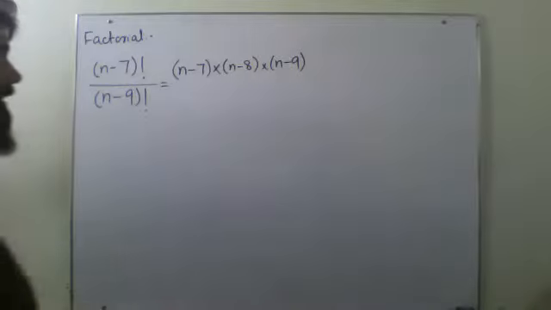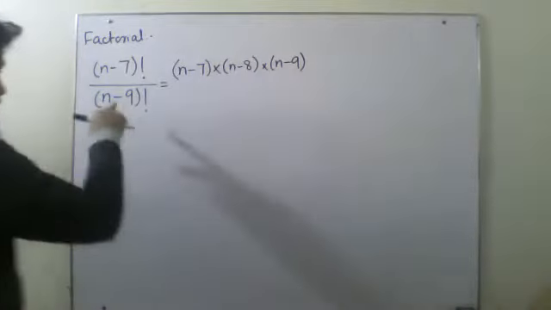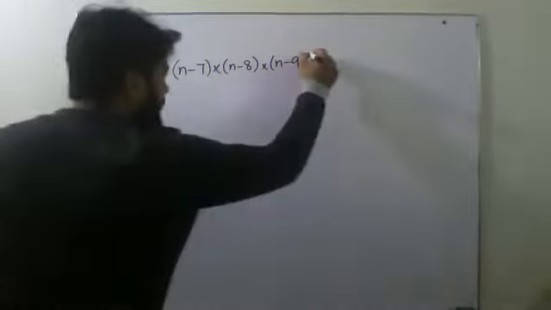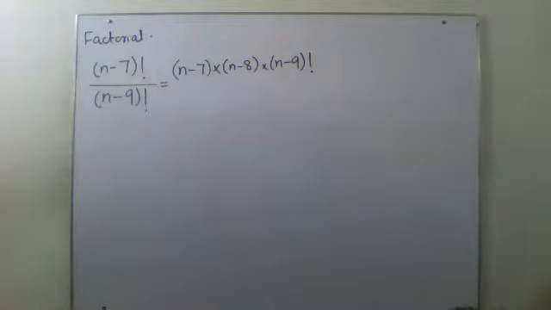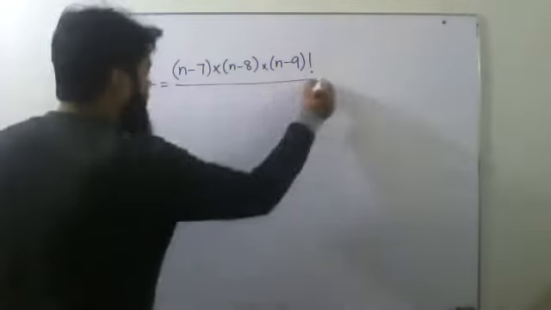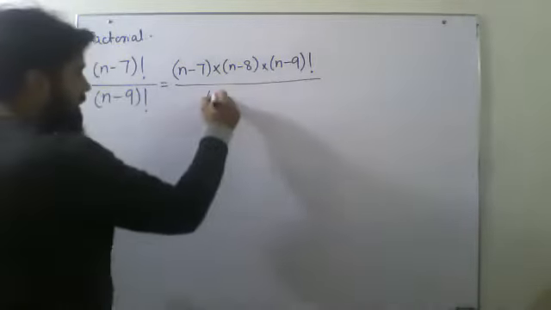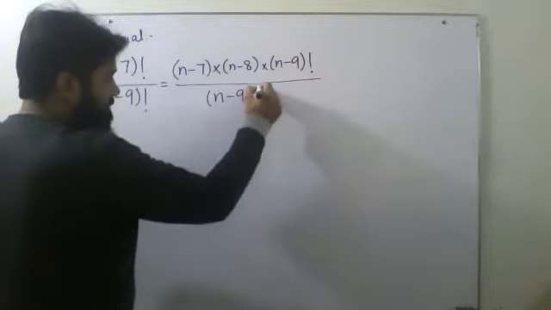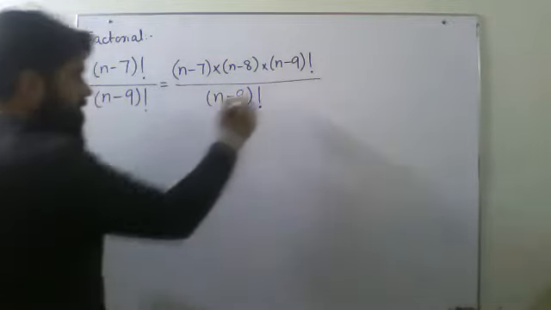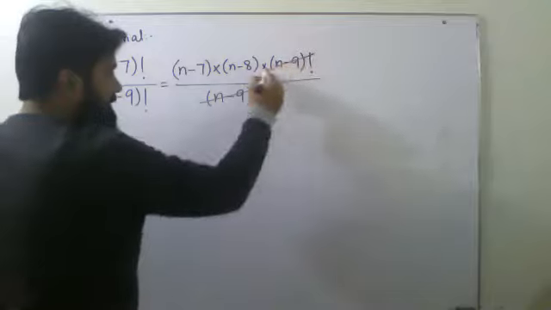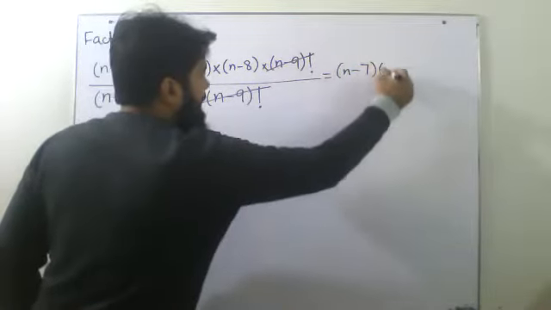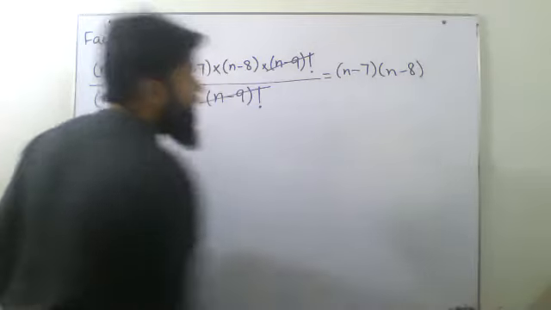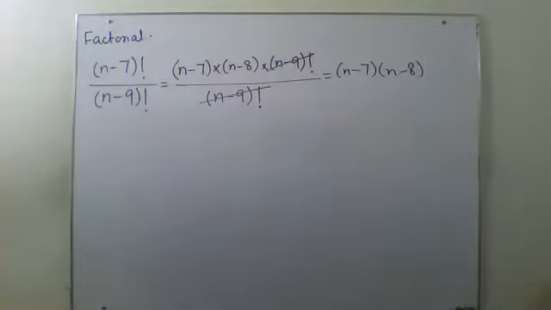Now I can see this is n minus 9, and this is n minus 9. I will stop over here and will not move ahead. This will remain (n - 9) factorial. Cancelled, n minus 7, n minus 8, that is going to be the simplified form.